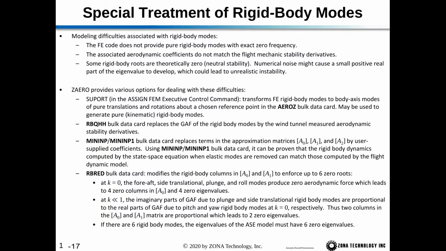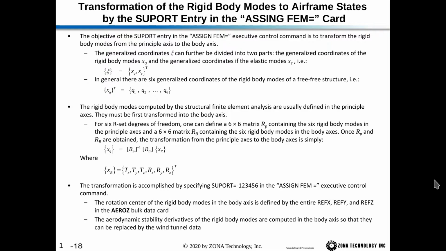And then lastly, we always recommend, if you have rigid body modes, to use the support option in the Assign FEM card. So let's talk about the transformation of the rigid body modes to airframe states by the support entry in the Assign FEM card. So the objective of the support entry is to transform the rigid body modes from the principal axis to the body axis.